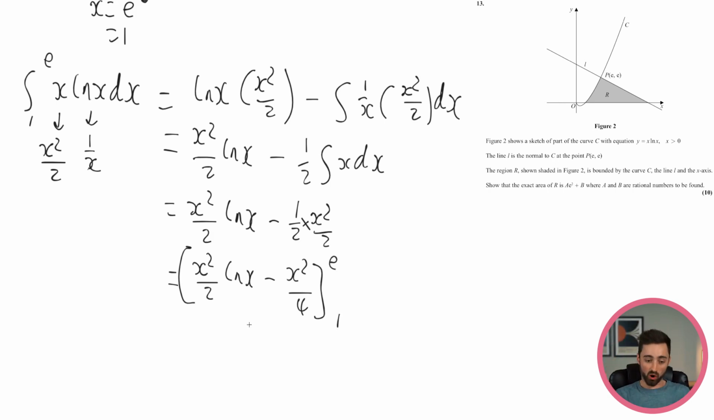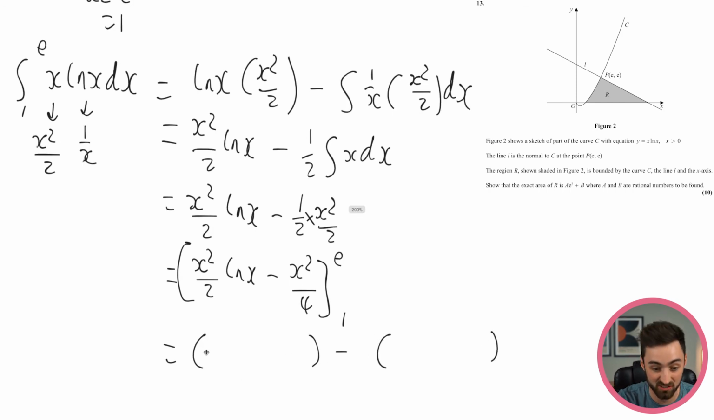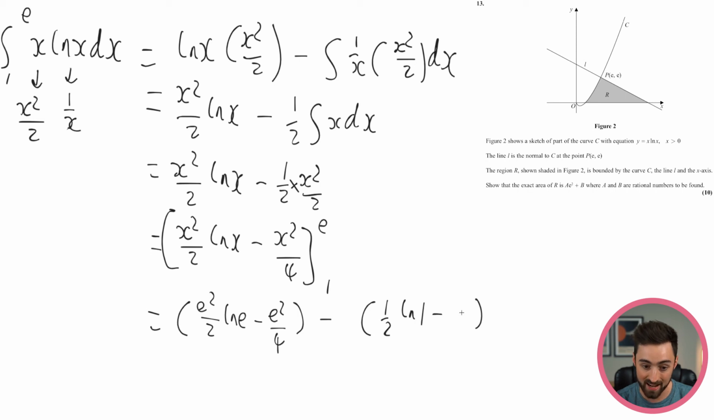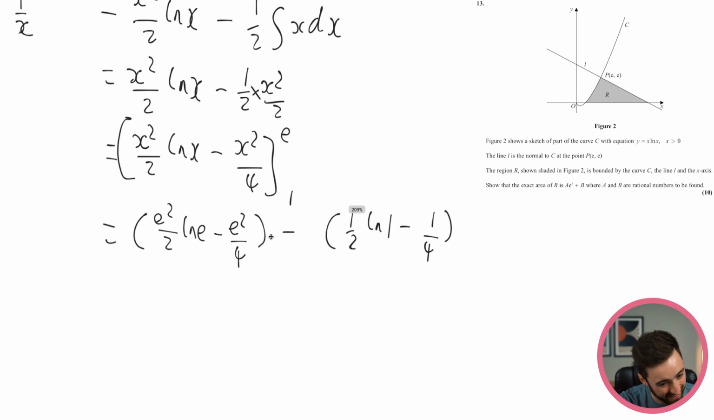Okay, one bracket is going to be me subbing in e, and then the second bracket is going to be me subbing in the 1, so the upper and the lower limit. So just go straight in, okay? So it's going to be e squared over 2 times ln e minus e squared over 4, and then minus 1 squared over 2, which is a half, ln of 1, and then minus 1 squared over 4. Okay, we're getting there. What do we have?